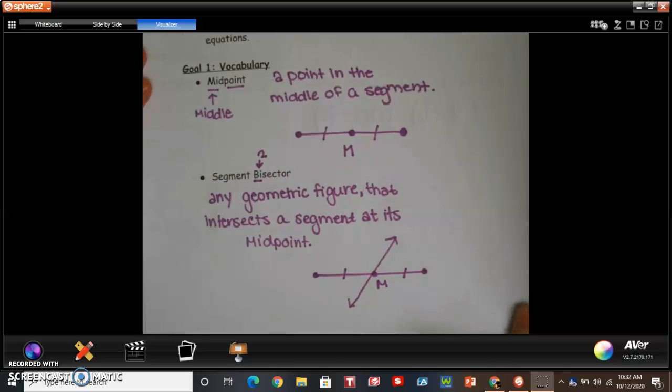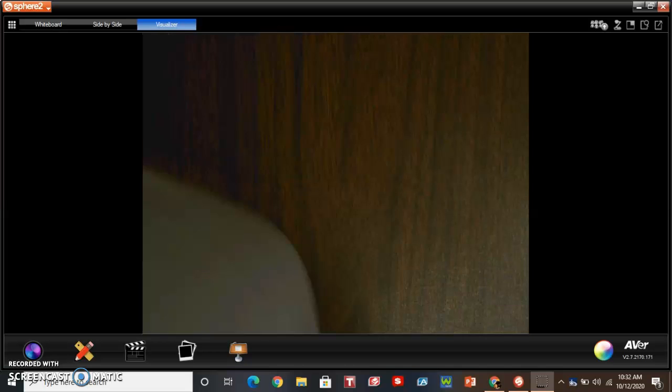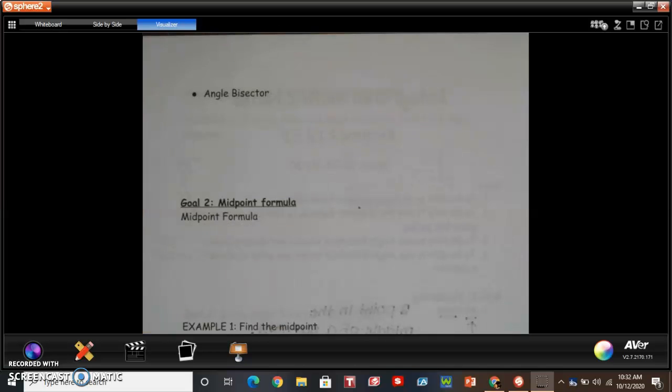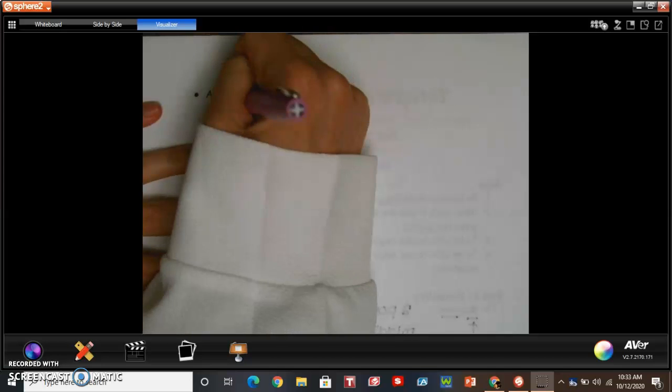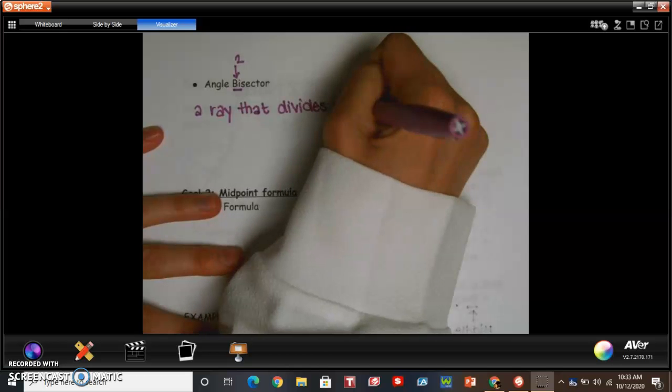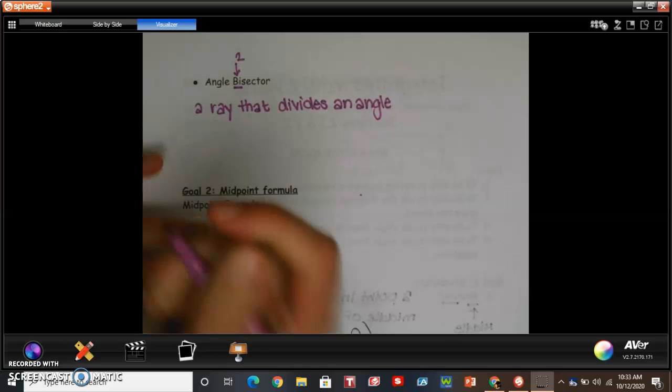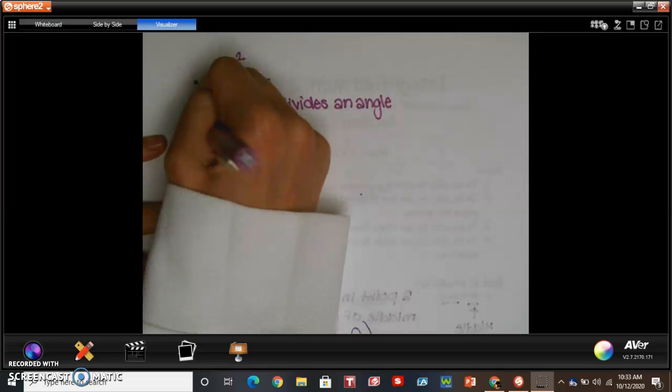All right. Speaking of the word bisector, our last vocab word for today is angle bisector. So it's just like a segment bisector, as in it's cutting it into 2, but an angle bisector isn't any geometric figure. It is a ray. A ray, and remember a ray looks like an arrow, that divides an angle into 2. And not just any 2. Into 2 congruent parts.